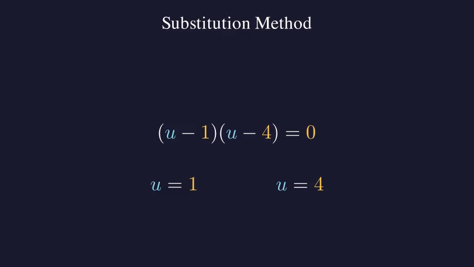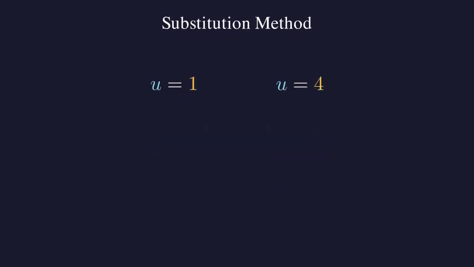But remember, we're not done yet. The question asks for the values of x, not u. We must now reverse our substitution. Watch as we replace u back with x squared. This splits our path into two separate equations: x squared equals 1 and x squared equals 4.